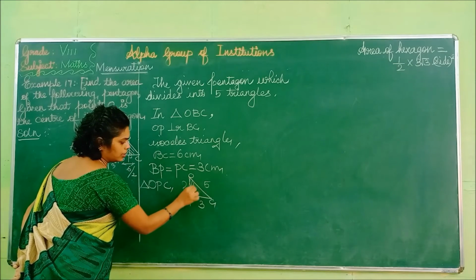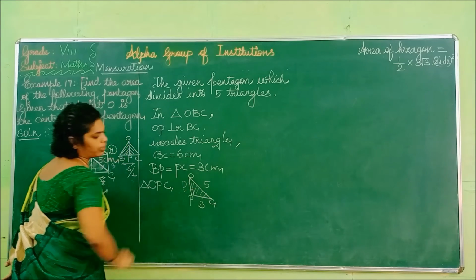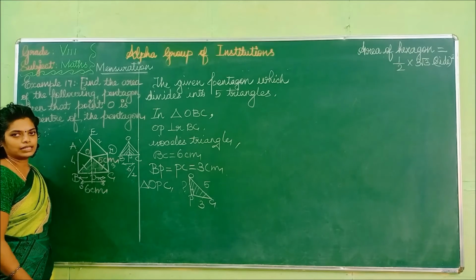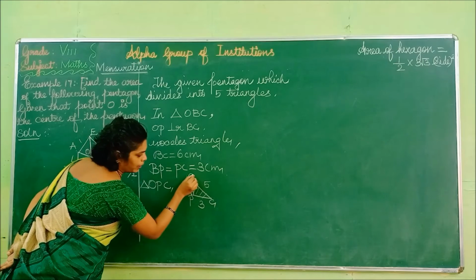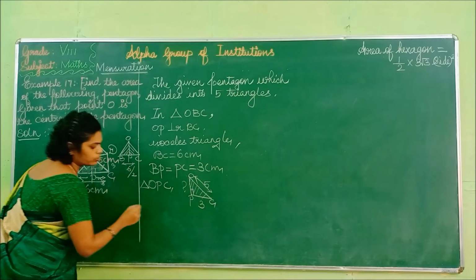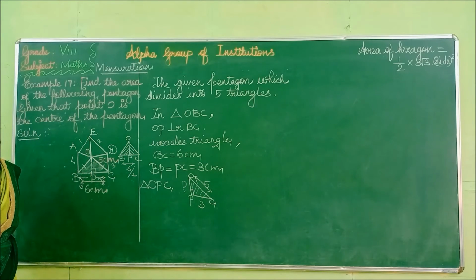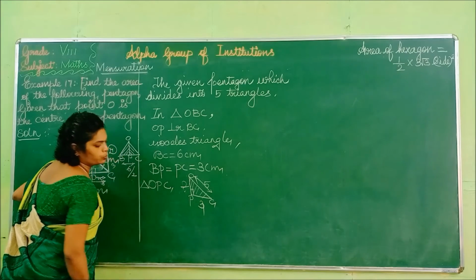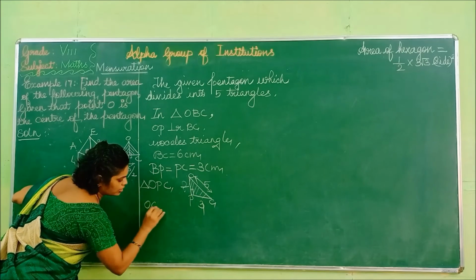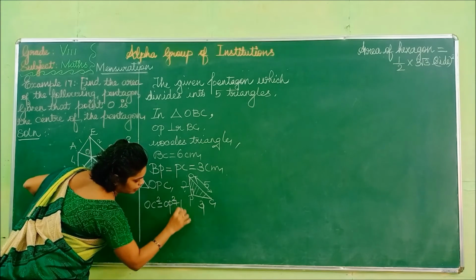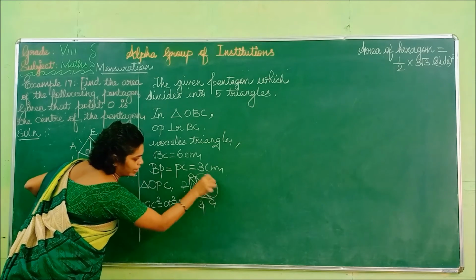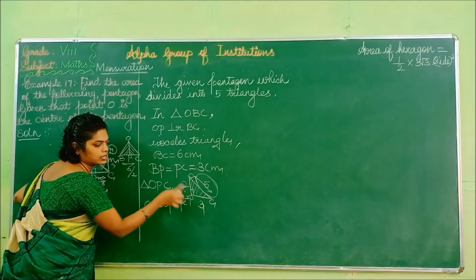So look at the figure. This is a right angle triangle. For a right angle triangle we can use the Pythagoras theorem. We can consider this as the hypotenuse, the opposite side. What is the statement? The square of the hypotenuse is equal to the sum of the squares of the other two sides. These are the other two sides. So write OC squared equals OP squared plus PC squared. This square value will be equal to adding these two terms' squares.